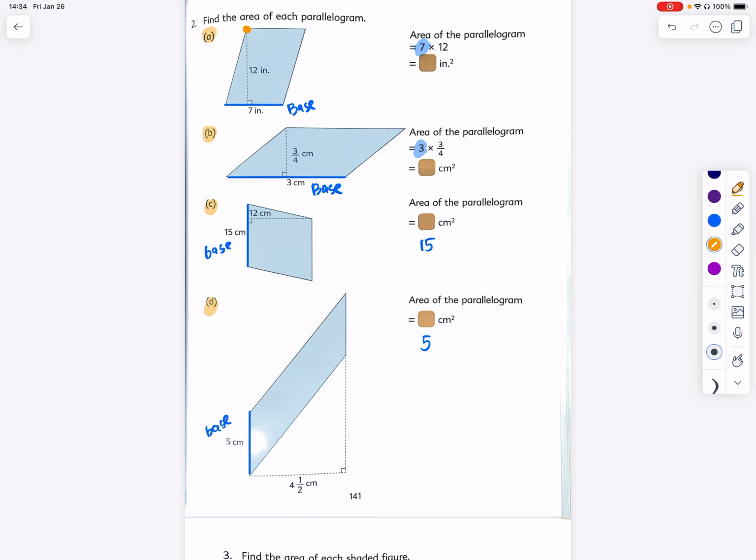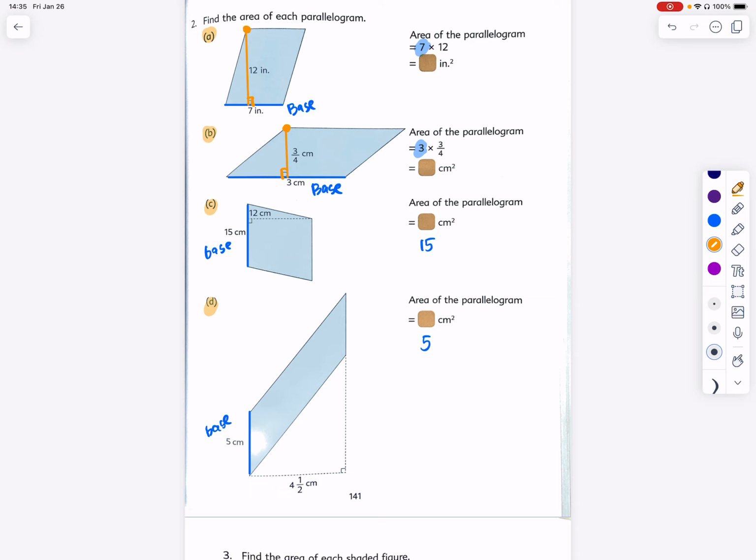Find the vertex that is opposite of the base, and drop the perpendicular line down to the base. Look at example B. Find the vertex opposite of the base and drop a perpendicular line down to the base at a 90-degree angle. Take a look at example C.